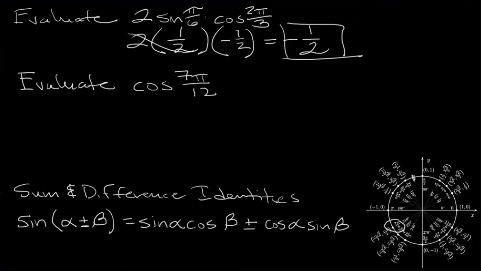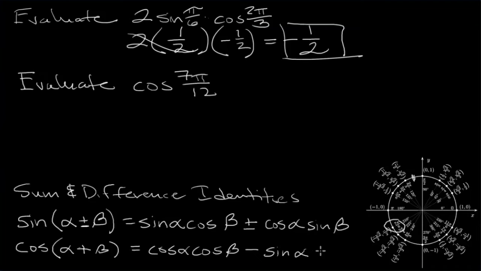There's also an identity for cosine. And for cosine, it's a little bit different. If you add two angles together, you can calculate the cosine of that by taking the cosine of both angles multiplied together. And here's where cosine is different because it's shifted 90 degrees from sine. It's going to subtract the sines multiplied together.